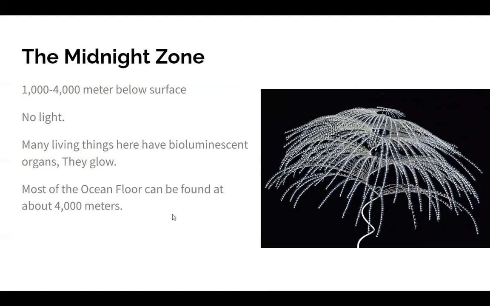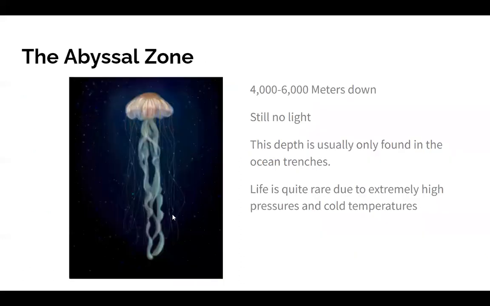Moving on, again, pause to take notes if you need. The Abyssal Zone, the abyss. 4,000 to 6,000 meters down, there's no light. You only really can find these kinds of depths in the ocean trenches. Life is rare because of the pressure and cold temperature, but there is still life here. The Abyssal Zone.